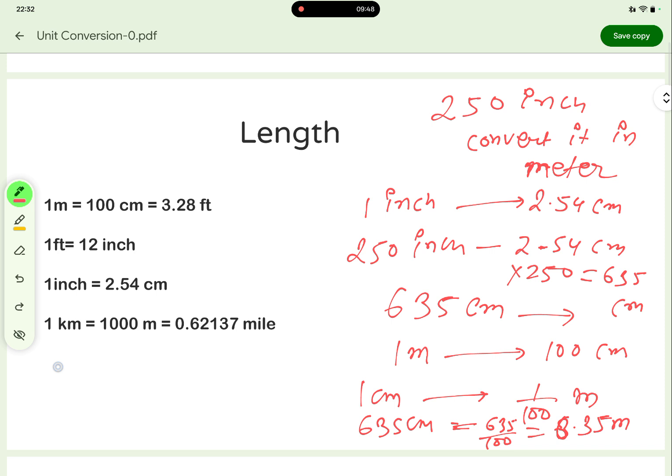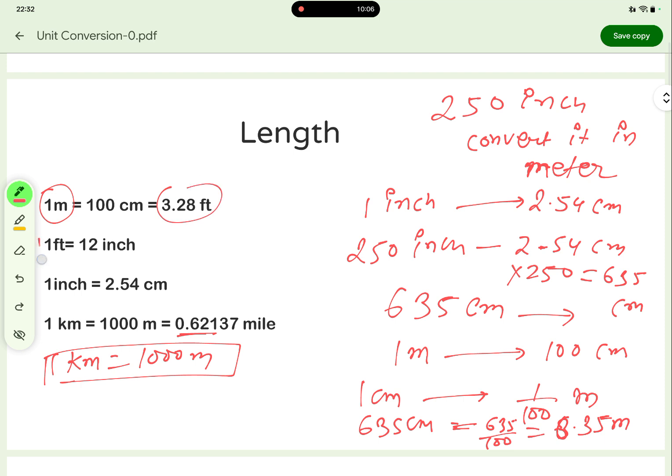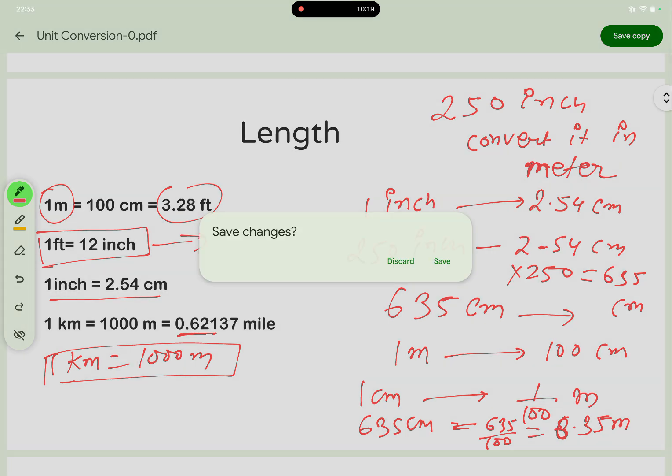And you also remember 1 kilometer is equal to 1000 meter. And there is another relationship, miles. So what you need to remember, you need to know these units, and this is very important. This is another thing you need to remember. Since childhood you know this thing. So this is all about these units.